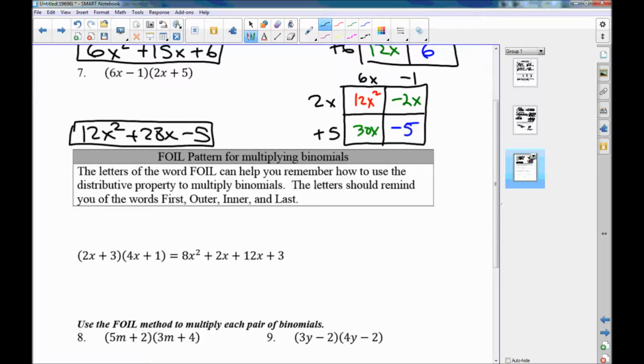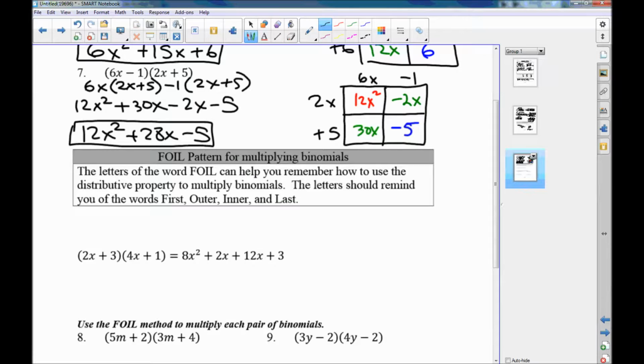Okay. All right, up here, algebraically, we're going to distribute each term in our first binomial to the second binomial. So 6x needs to be distributed to 2x plus 5. And minus 1 needs to be distributed to 2x plus 5. So 6x times 2x will make 12x squared. 6x times 5 will make 30x. Negative 1 times 2x will make negative 2x. Negative 1 times 5 will make negative 5. And you can see, just like before, the two middle terms there, the 30x and minus 2x are like terms, so they will combine to 28x.